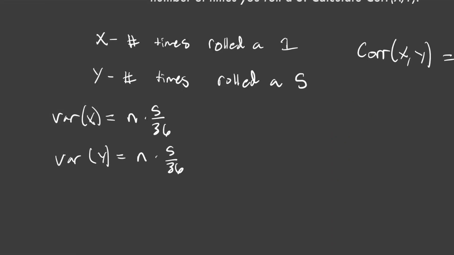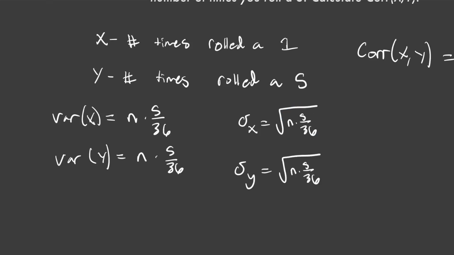Okay, so now, new page. We just showed that the variance of x and the variance of y are both going to be n times 5 on 36. So the standard deviation of both of them, the standard deviation of x, is just going to be the square root of that. So we're just going to have the square root of n times 5 on 36, and the standard deviation for y is going to be the exact same thing, right?